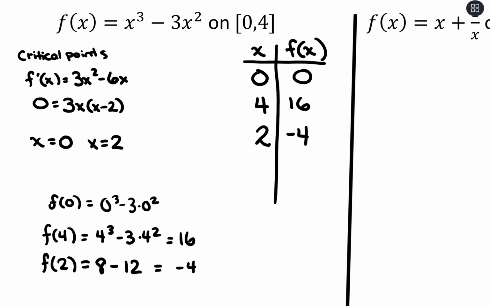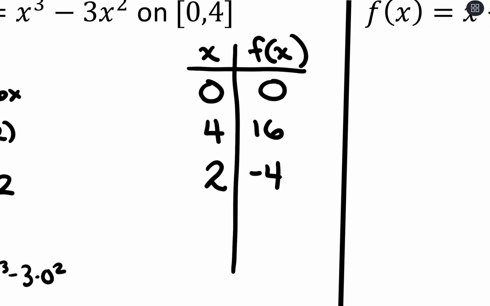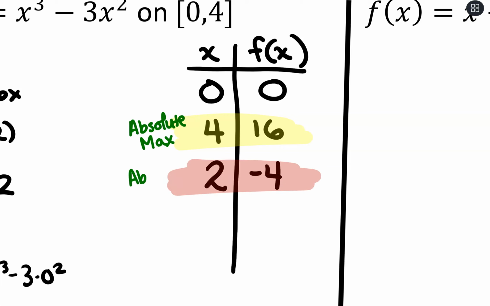Okay, so once I have my table, what I'm going to do is compare the outputs. I want to find which is the absolute largest output. In this case, that's going to be the 16, which tells me that's going to be our absolute maximum. And then I go through and look for the absolute smallest y value, which will be that negative 4. And that tells me this will be our absolute minimum.